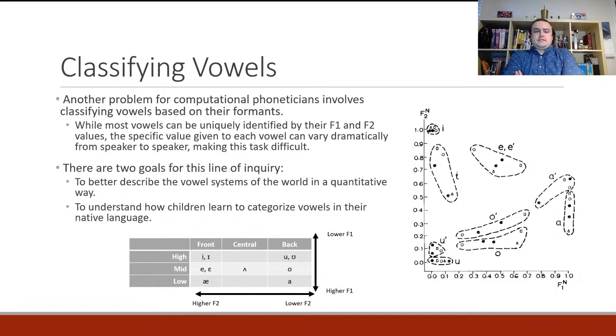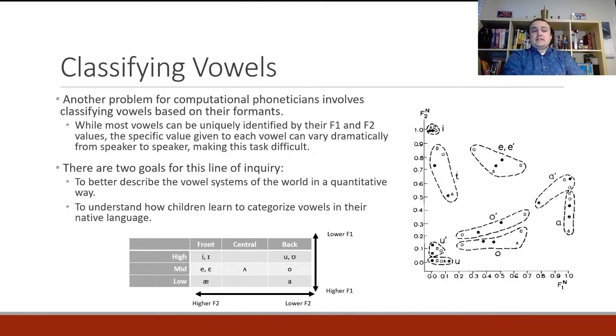So there's two reasons for that. One is to more easily describe the vowel systems of the world in a quantitative way, right? It would be nice if we could go to a community of speakers, record their vowels, and then just automatically know, okay, this language has 5 vowels, they're E, A, A, O, U, or whatever, and this is how the speakers say them, right? It'd be great to just be able to say that about a language and not have to go through months and months of work transcribing all the vowels or looking at the sound waves manually and measuring formants that way, things like that.